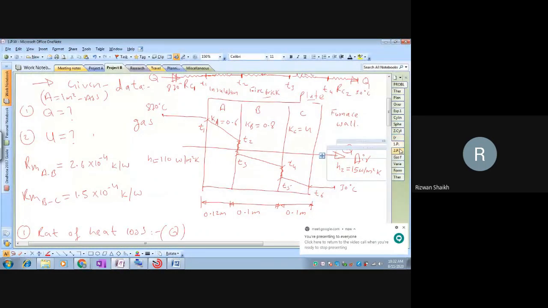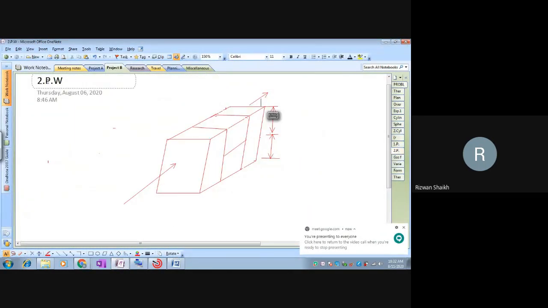You can get to problem 2 on plane wall. On a composite wall, I am taking a second problem. Can you see this diagram properly, everyone? Yes, sir. Now, what this diagram tells you is the composite wall I had considered.